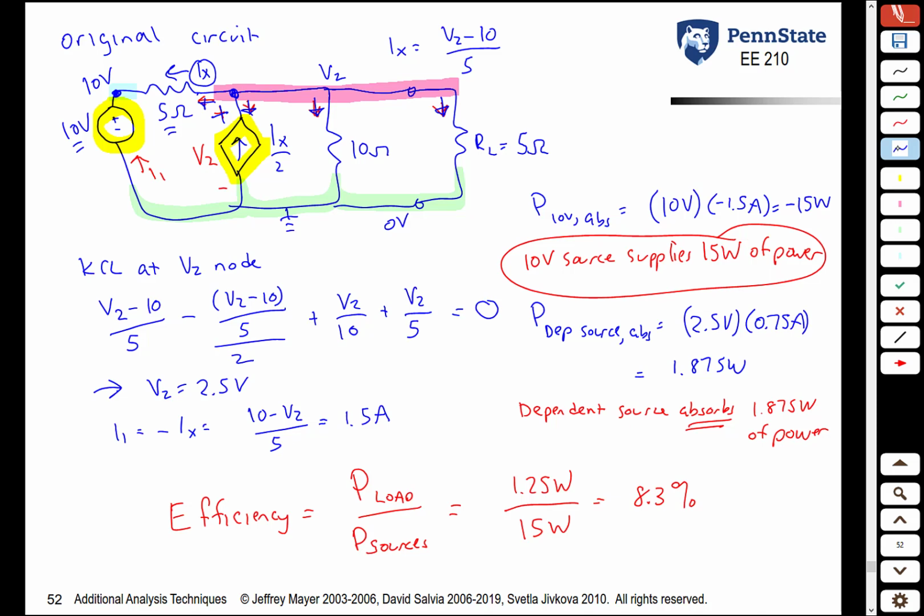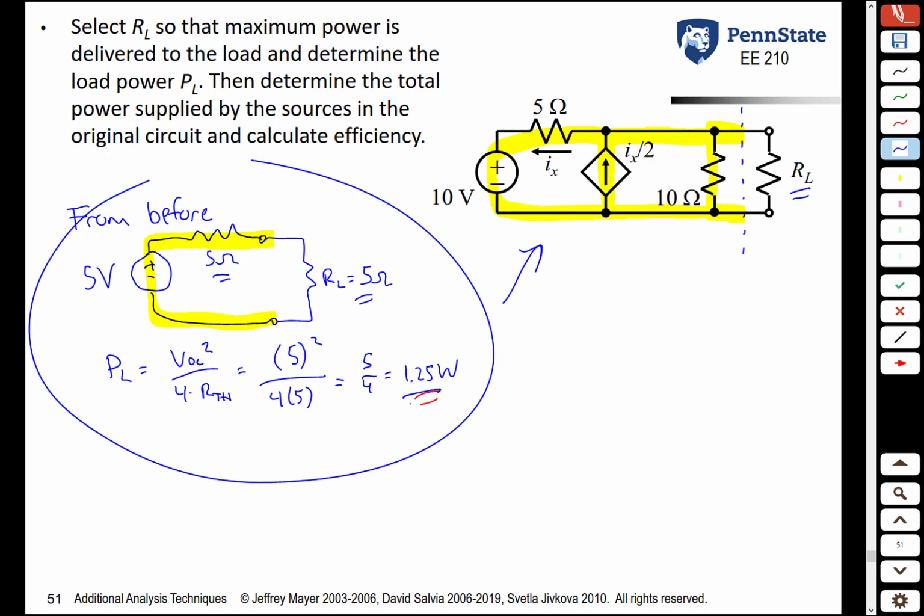And remember, once again, when we have maximum power transfer, we're not saying anything about this efficiency being maximized. Could other values of RL give us higher efficiency? Absolutely. Can other values of RL give us a higher power? No.